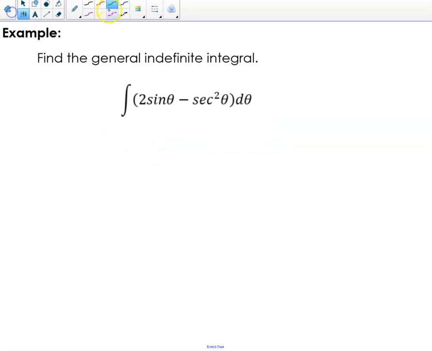Okay, and one more that's kind of similar. Again, we have constants, so the 2 in front of the sine theta can just stay as a 2. The integral of sine theta is going to be negative cosine, so we'll say negative 2 cosine theta. And then we have minus the integral of secant squared theta, which is tan theta. And then we can't forget plus c.